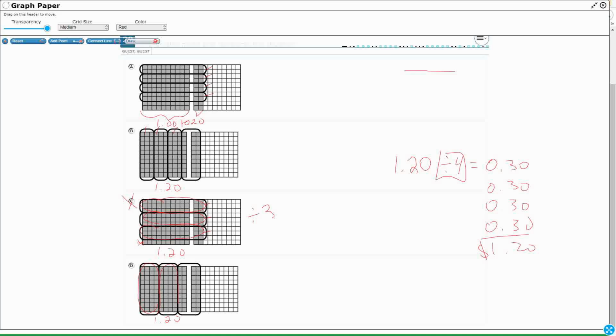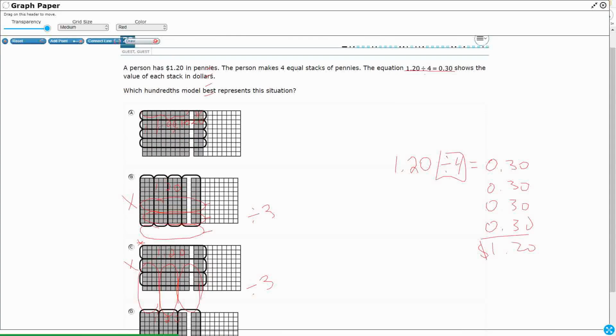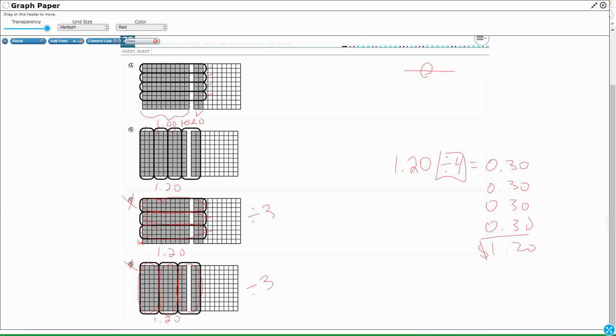It divides them up and down rather than side to side. That doesn't really matter. But it also divides by 3. So just by looking at my divisor, what am I dividing by? 4 or 3? As you see right here, we're dividing by 4. Then we can knock out 2 of these answers. Now, how do we choose between A and B?